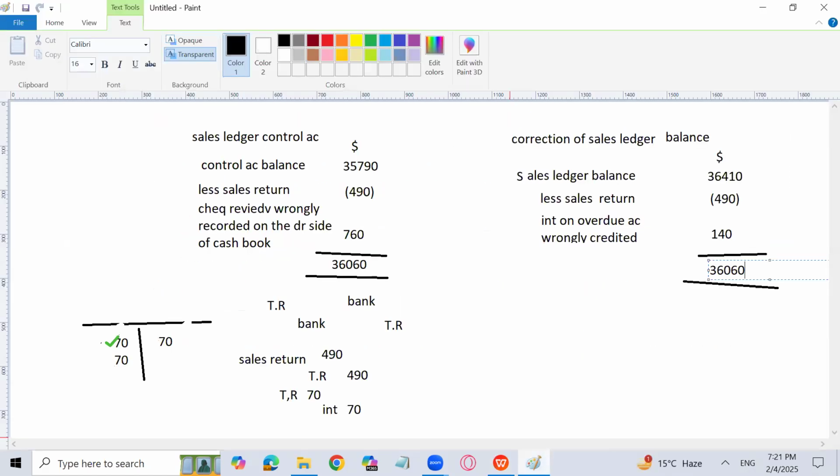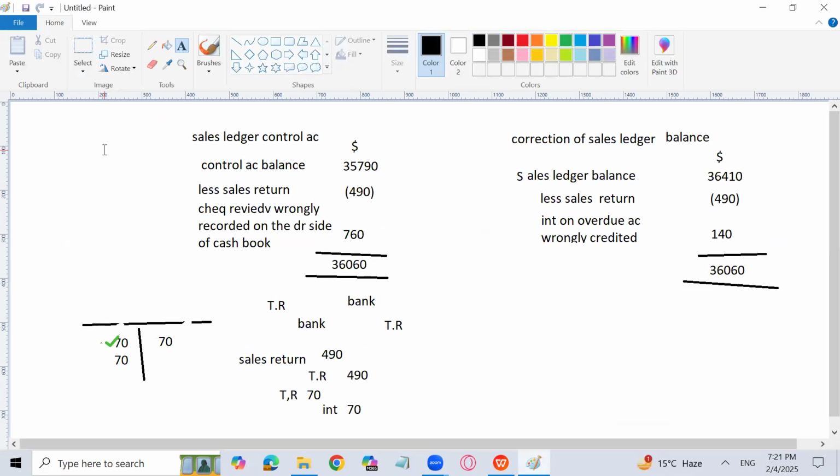Next, we have to prepare the purchase ledger control account reconciliation. So that is quite simple. I just want to prepare it on the spot where the question has been written. So I'm going to prepare it on the same scenario. First of all, let's see.